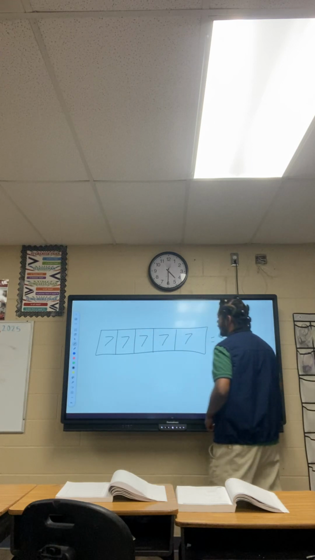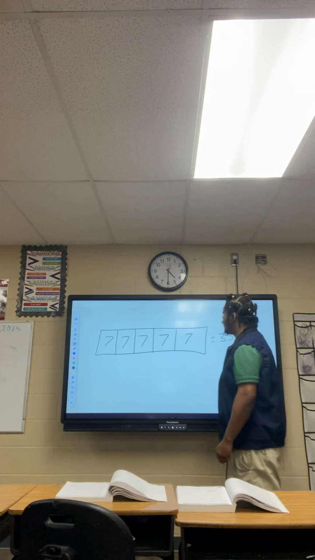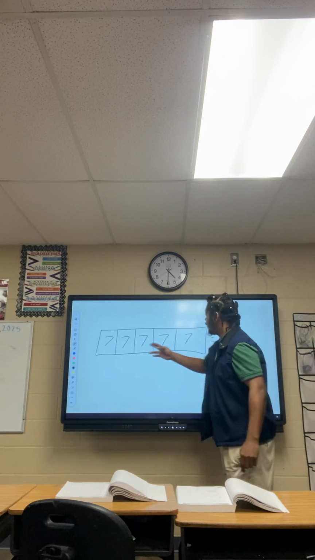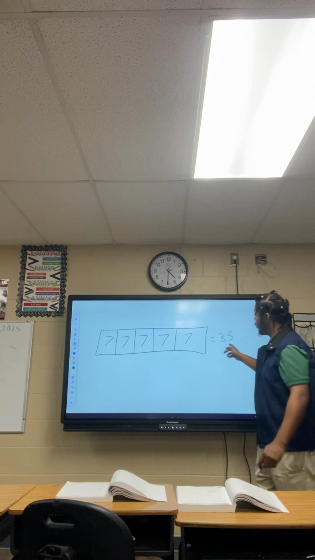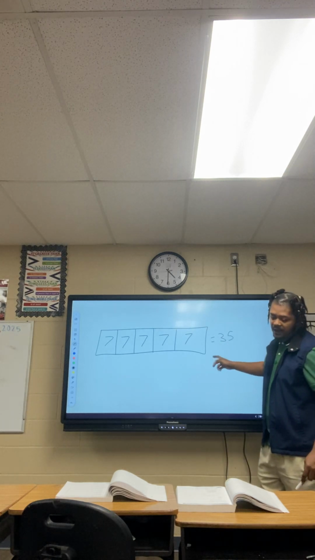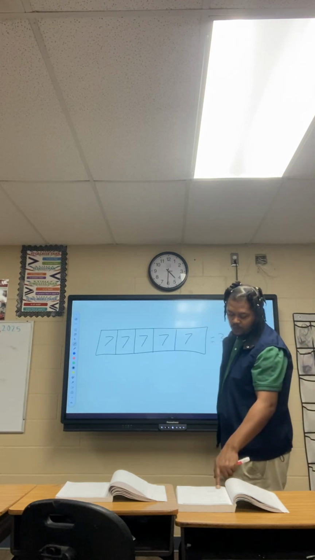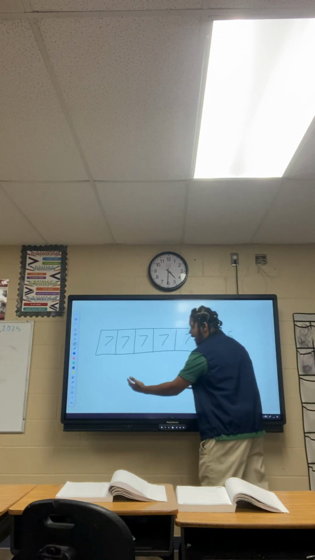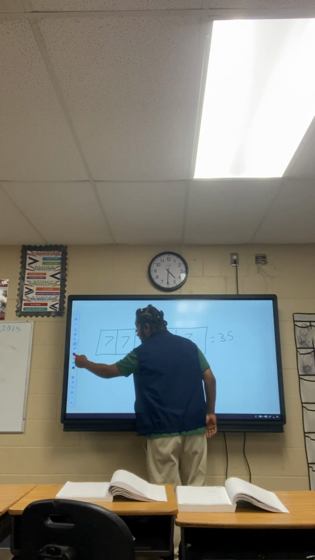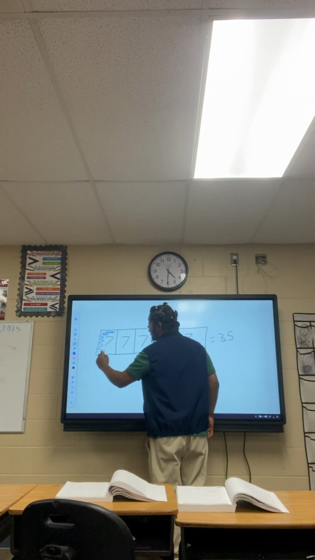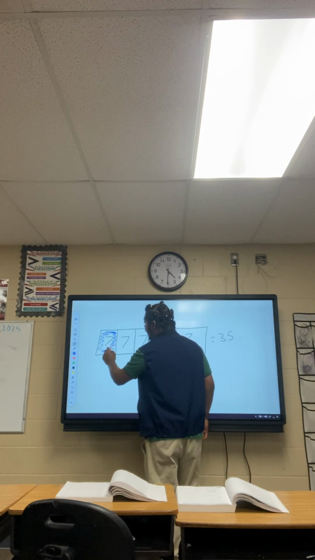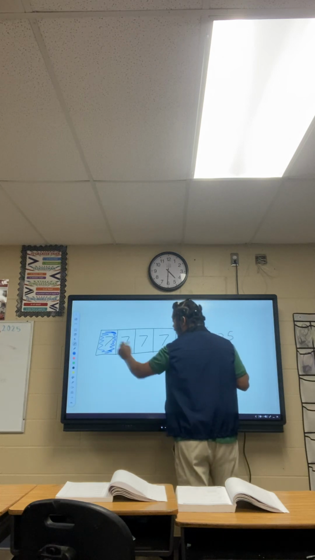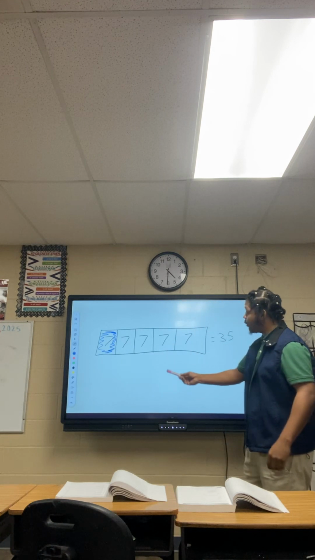So there it is. Out of our 5 pieces, each of those has to have 7 in it in order for it to add up to 35. If they want to know 1/5 of 35, then we go to our 5 blocks and shade in one of them. If we shaded in one block, then 1/5 of 35 is 7. That's how we do that.